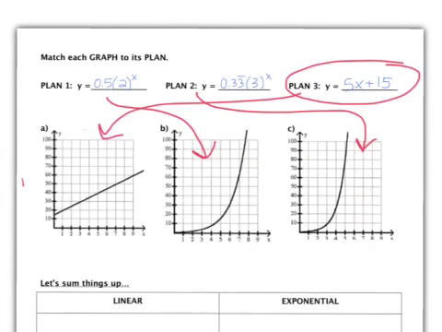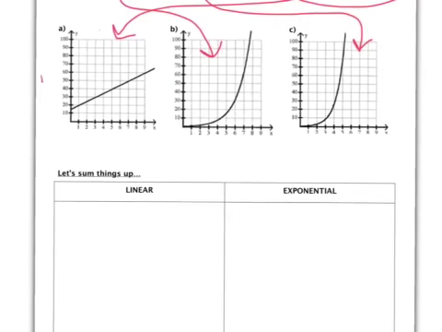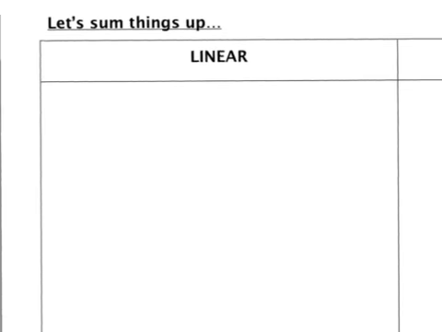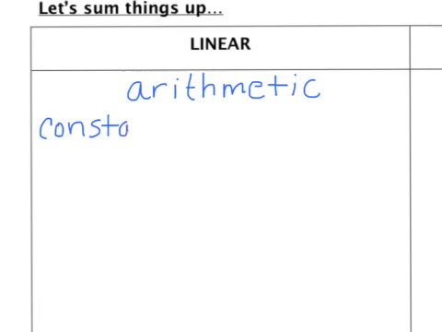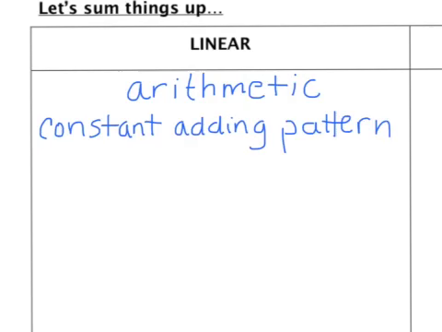So to sum things up, let's write down some information about linear and exponential situations. Let's look at linear first. First of all, a nice synonym for the word linear is the word arithmetic. And arithmetic really means the same thing as linear. And the big thing about being linear is that we have a constant adding pattern. And that constant adding pattern leads to having the idea of a slope.